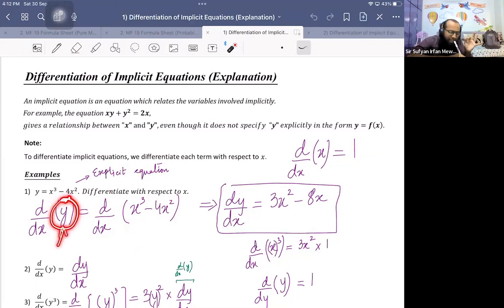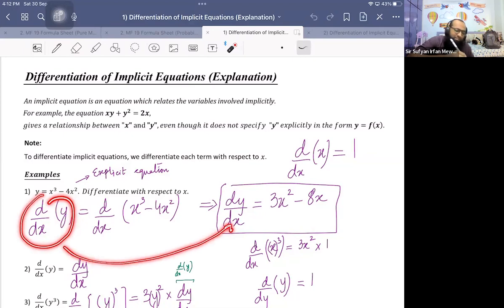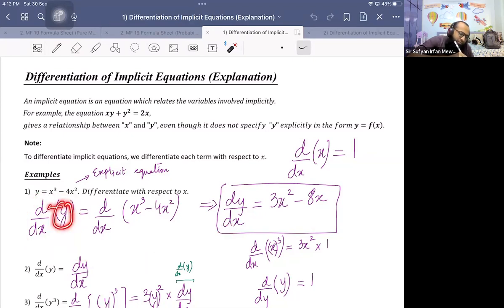As there's no kind of x involved in y, when we are going to differentiate y with respect to x, y will not be differentiated. Rather, it will be attached with d upon dx. And that is why we used to see dy upon dx. This y used to get attached with d upon dx, and we used to see dy by dx as a result.